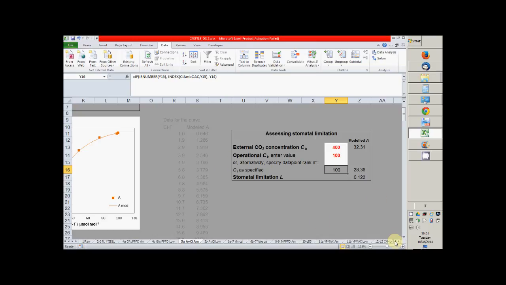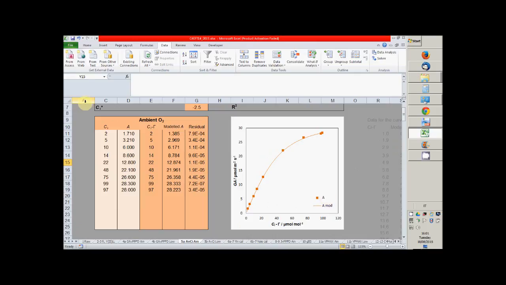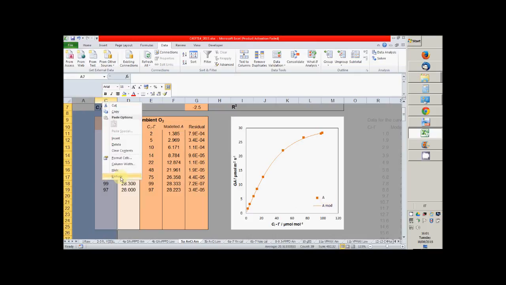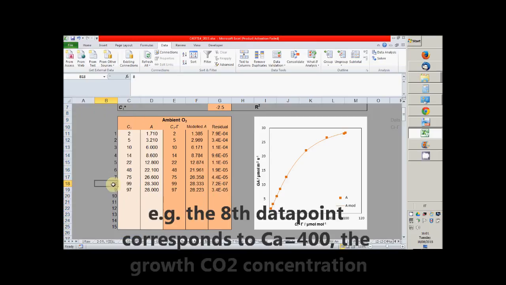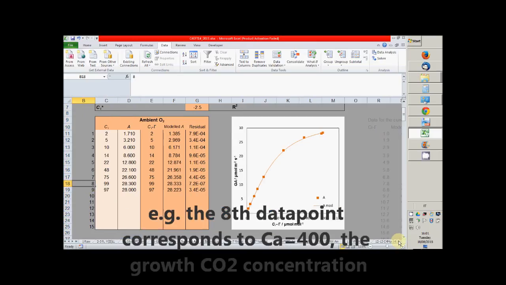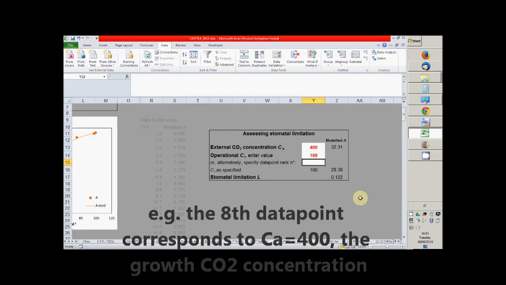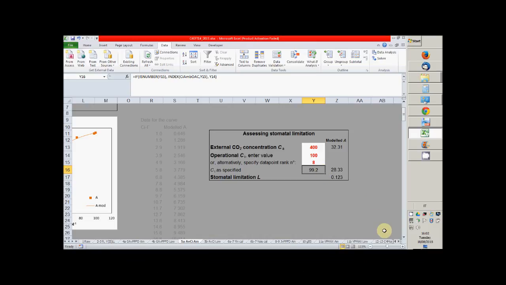If Ci is derived in the same ACi curves, we may specify the number of data points corresponding to the desired Ci. The ranked number of data points is displayed in column B. So if we know that the value corresponding to the external Ca is the 8th, we may just specify 8 here, and then Ci is automatically copied.